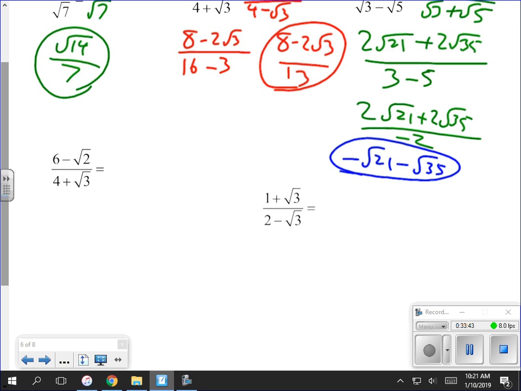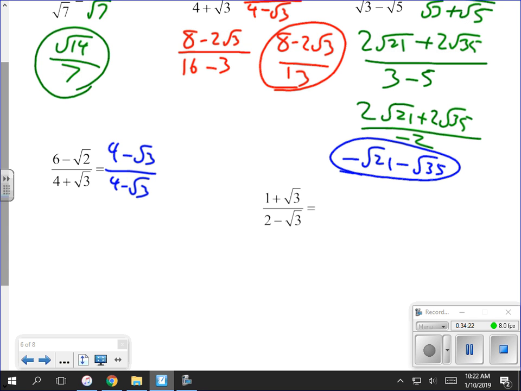This one, my denominator happens to disappear. Don't always count on that. It works on this one. Okay, next one. My denominator is what determines what I multiply by. I don't care what's in the numerator for my multiplication purposes, for deciding what to do. So I multiply by 4 minus root 3 over 4 minus root 3.